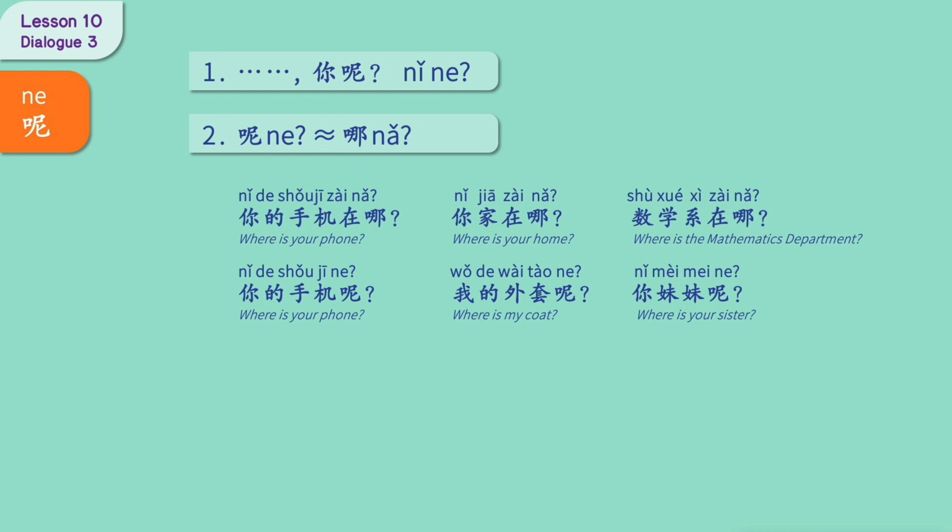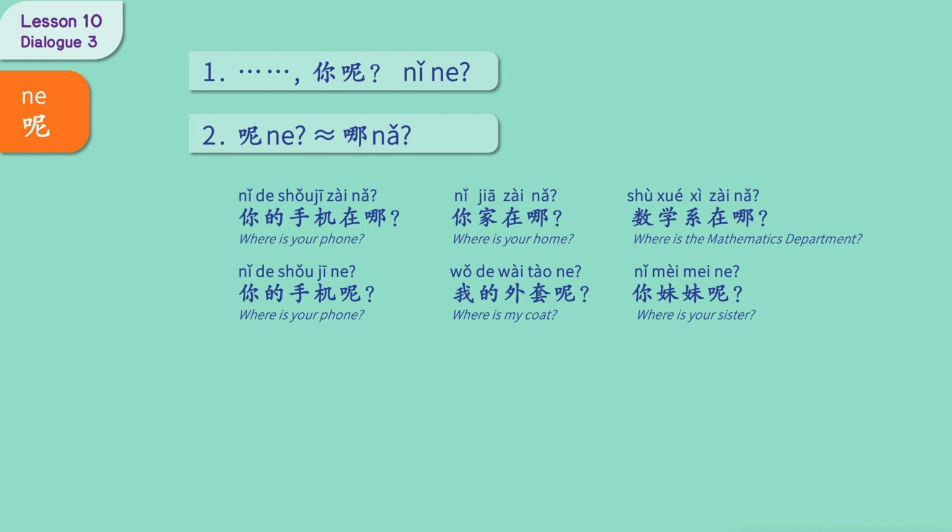你的手机呢? Which means I might have seen your phone a minute ago. I want to use it now, but I can't find it anymore. 我的外套呢? Did you put it in another place? Why is it not here? 你妹妹呢? Where did she go? Why is she not at home? So this is the difference between 呢 and 哪儿.